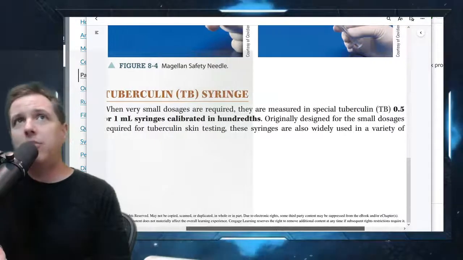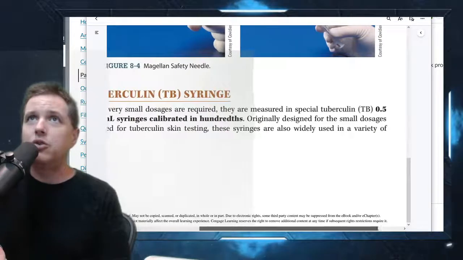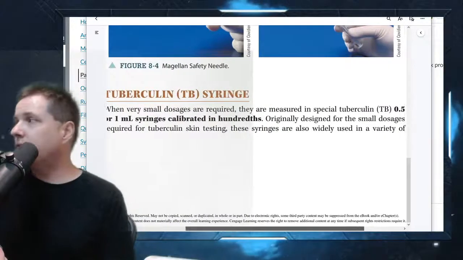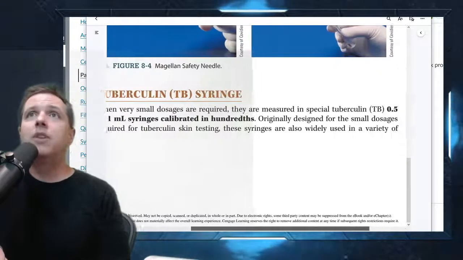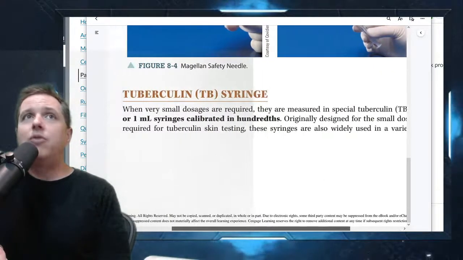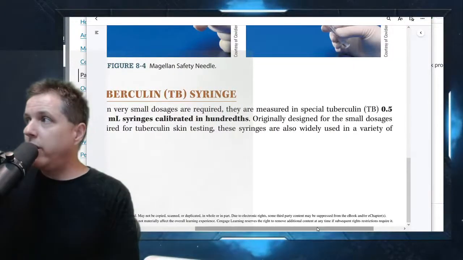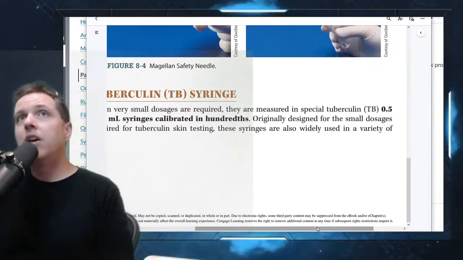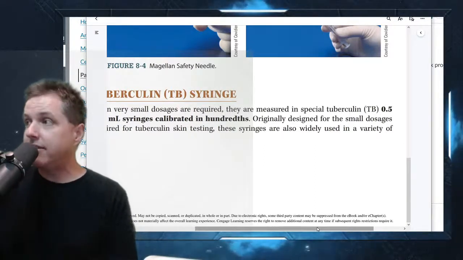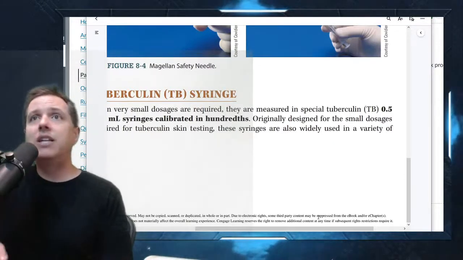Okay, when very small dosages are required, they are measured in special tuberculin syringes. I assume that's how that's pronounced. Correct me if I'm wrong. TB for short. 0.5 or 1 milliliter syringes calibrated in hundredths. So we were just looking at examples of syringes that were calibrated in tenths, right? 1/10 increments. This one is calibrated in hundredths.